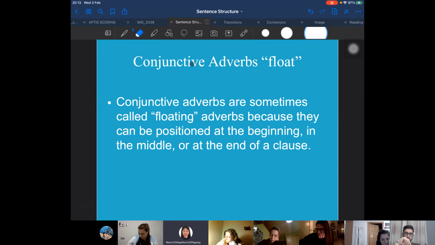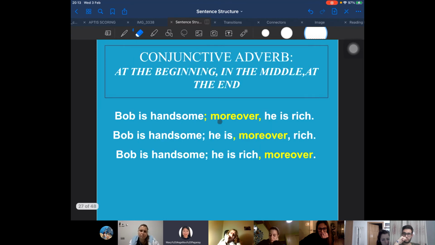So sometimes we call these conjunctive adverbs floating, because we can put them at the beginning, in the middle, or at the end of a clause. So for example, Bob is handsome; moreover, he is rich. Bob is handsome; he is, moreover, rich. Bob is handsome; he is rich, moreover. But the third one is not very common. So the first would be the most recommendable among the three.